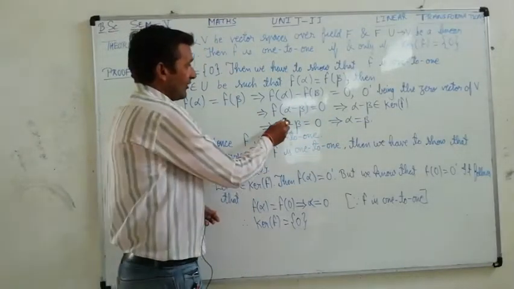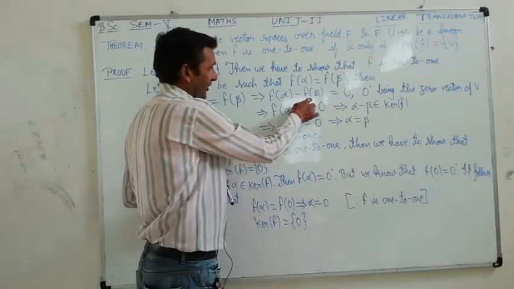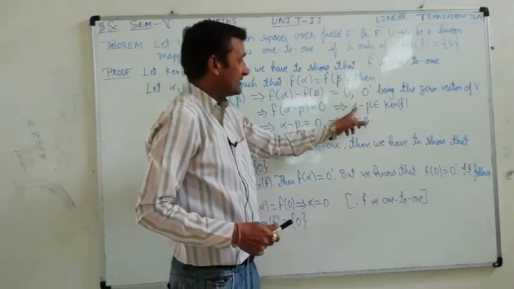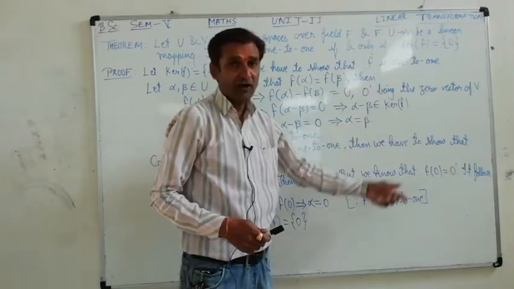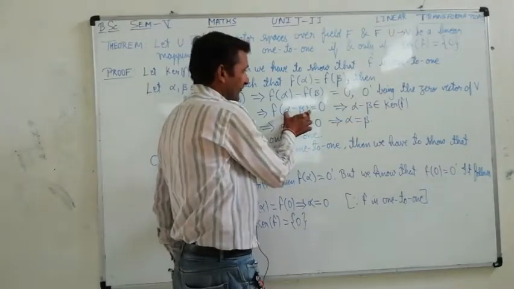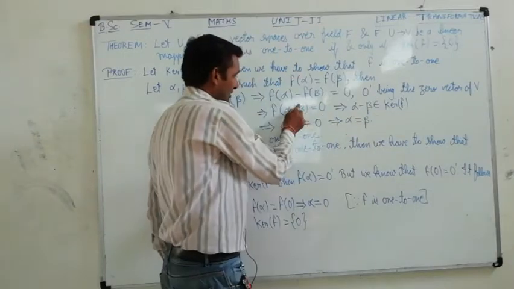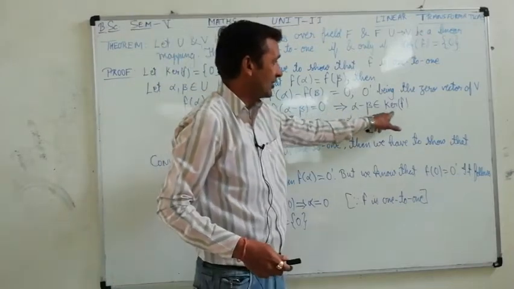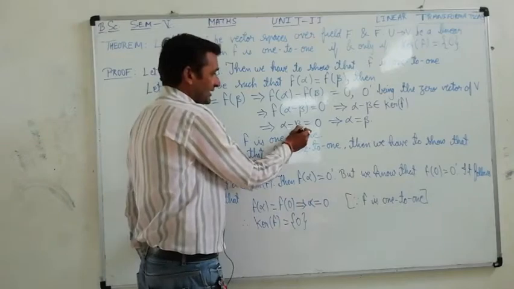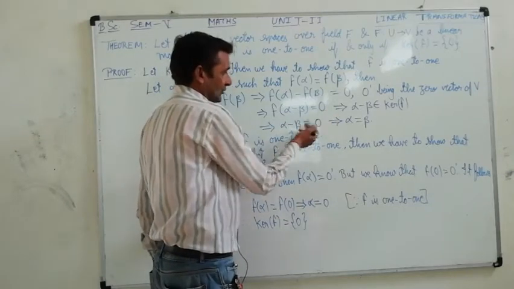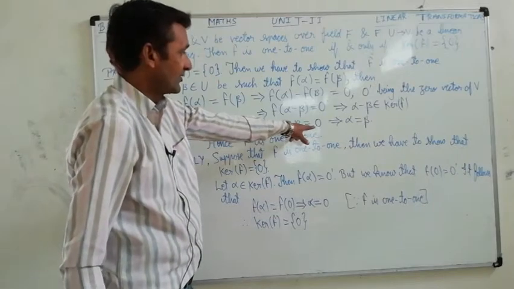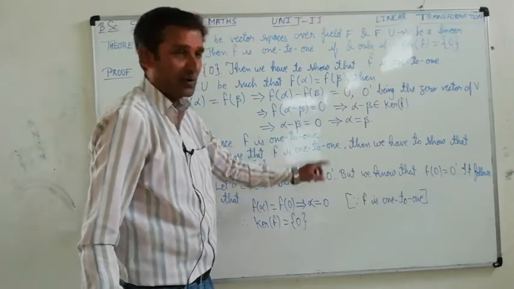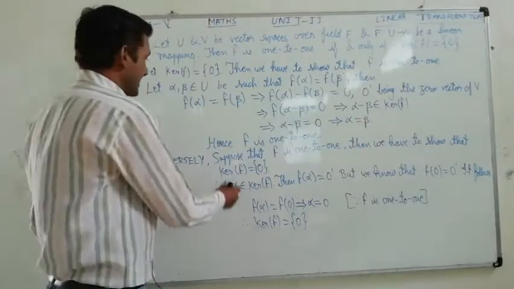So, f of alpha minus f of beta can be written as f of alpha minus beta, that is equal to 0 dash. It implies that alpha minus beta is an element of kernel of f, because this is the domain part. Since kernel of f is 0, alpha minus beta is equal to 0. If we shift beta from LHS to RHS, then alpha is equal to beta. Hence, f is 1 to 1.